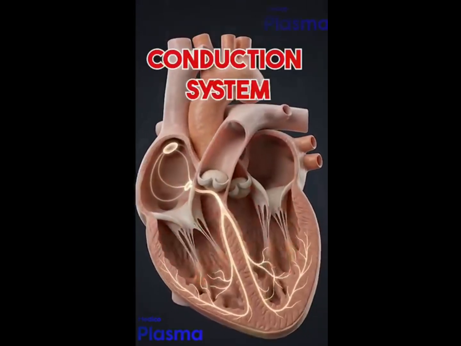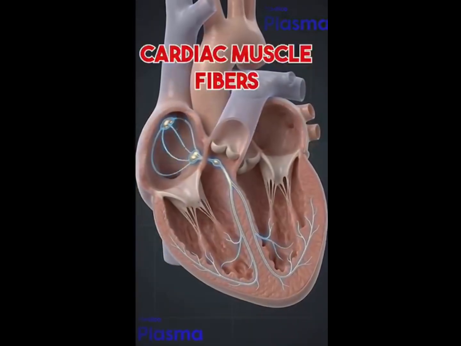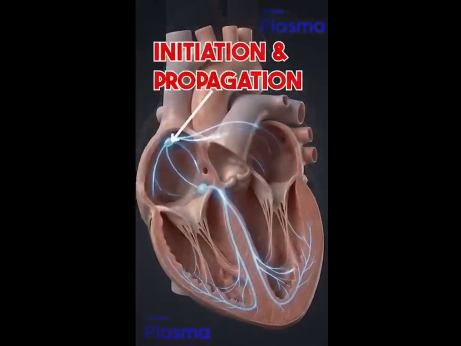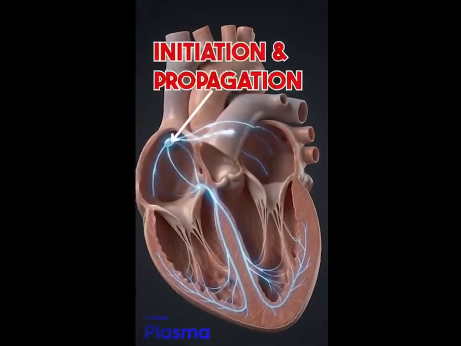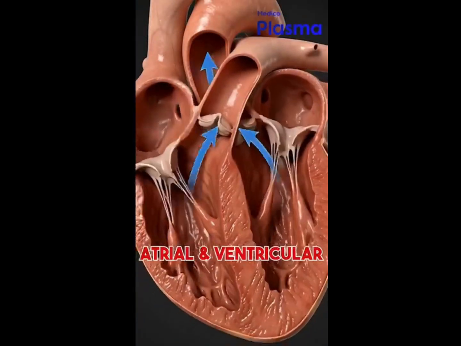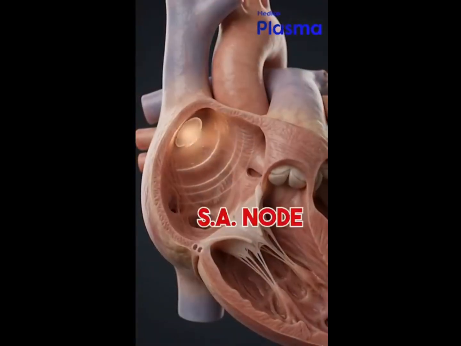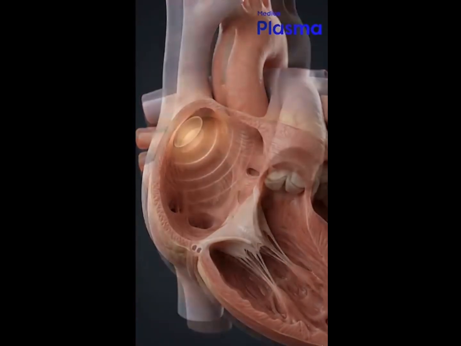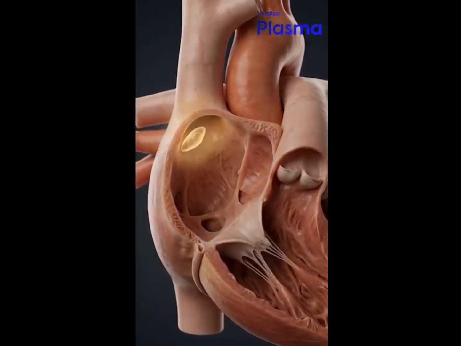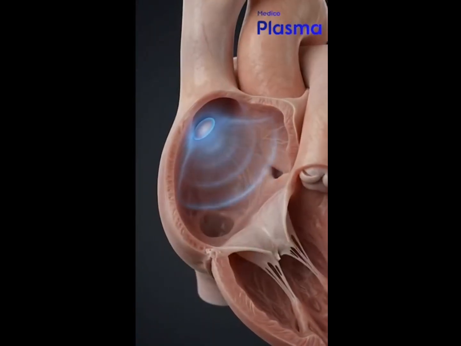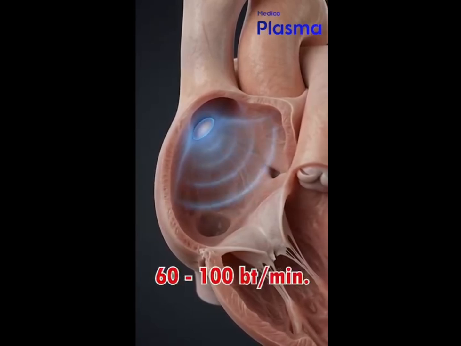The conduction system of the heart is a specialized network of modified cardiac muscle fibers responsible for initiation and propagation of electrical impulses, ensuring coordinated atrial and ventricular contraction. The impulse normally originates from the sinoatrial node, located in the right atrium near the opening of the superior vena cava. It is the primary pacemaker of the heart with an intrinsic rate of 60 to 100 beats per minute.